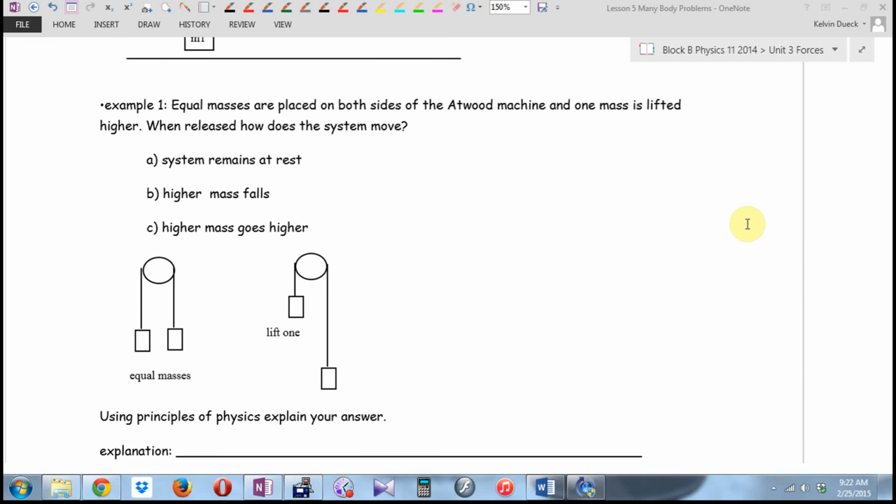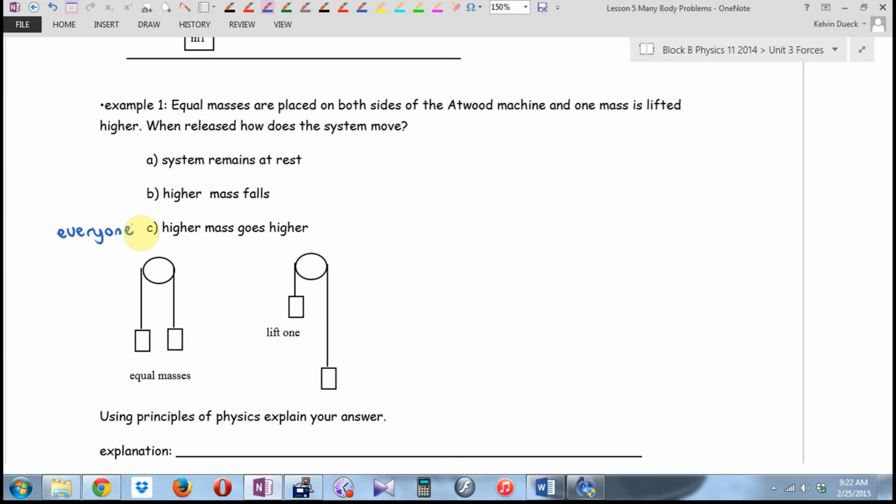So my class has voted. And everyone went with C. I've never had that before. I usually have about a three-way split. Can you read to me, Oscar, that line right there? Explain your answer. You missed the key phrase. Using principles of physics. Okay.